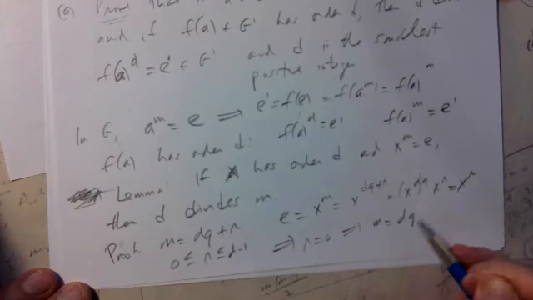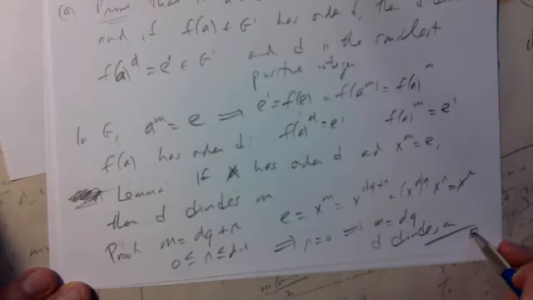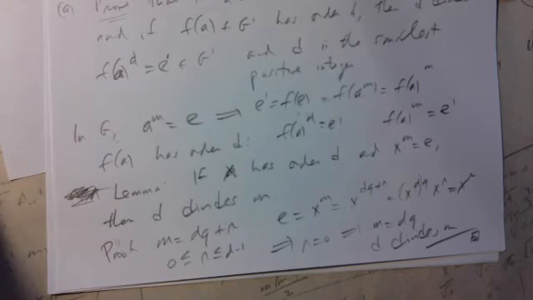But r is smaller than d. R is at most d minus 1. So r cannot be positive. So r has to equal 0, and m equals dq. That is, d divides m. So that's the proof. So for a homomorphism, if A has order m, then f of A has an order which must divide m.